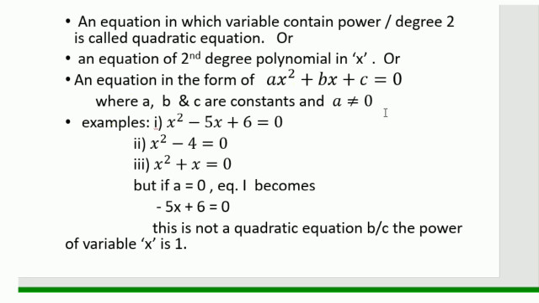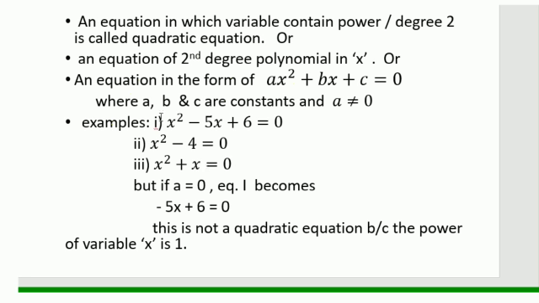Similarly, consider x square minus 5x plus 6 equal to 0 and x square minus 4 equal to 0. This is also a quadratic equation. Why? Because the middle term, I mean b, is equal to 0. Similarly, in the third equation, x square plus x equal to 0, the last term or constant term is missing. Again, this is a quadratic equation.